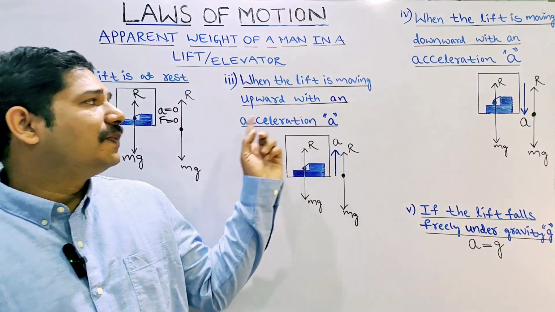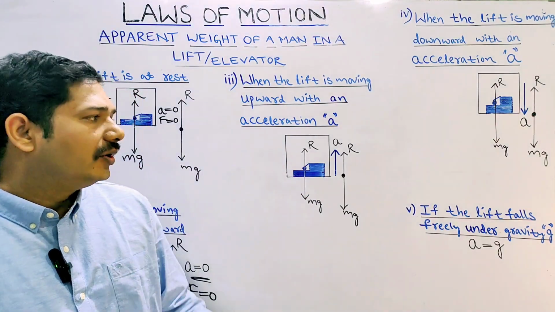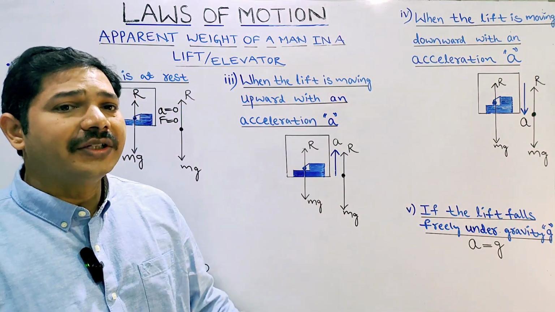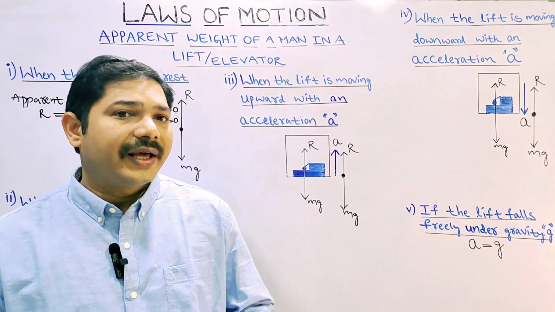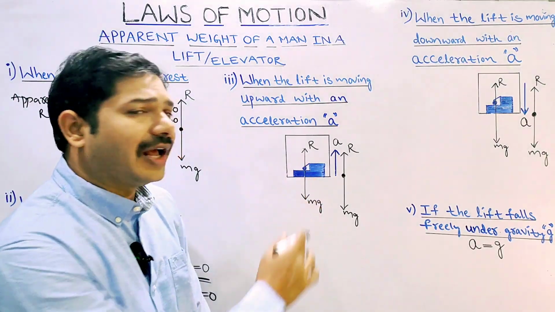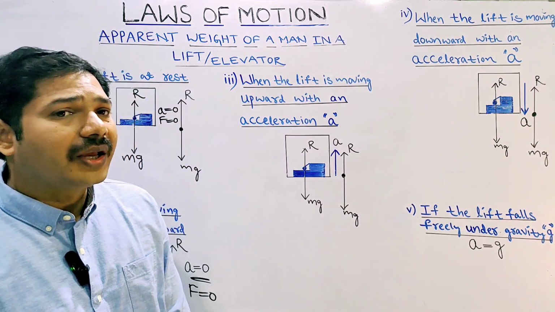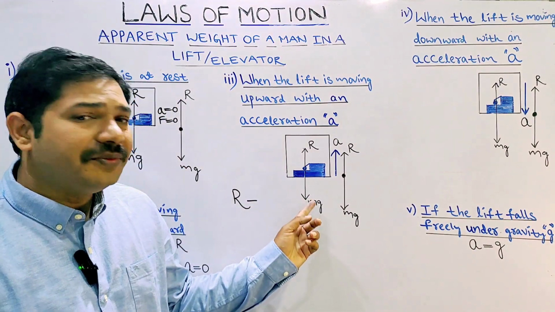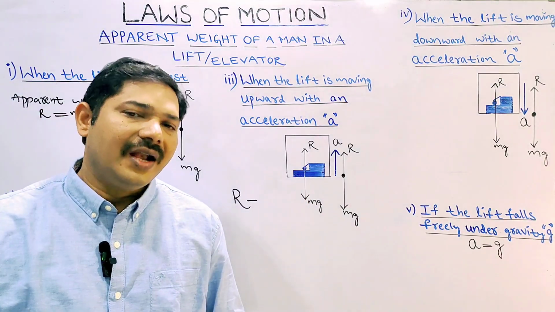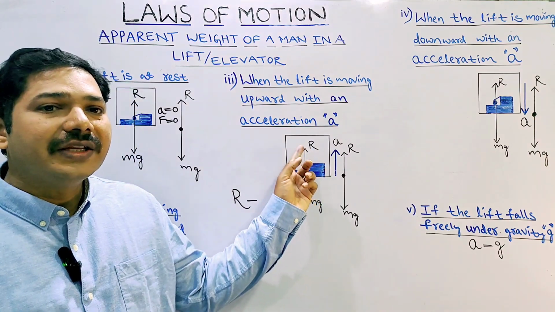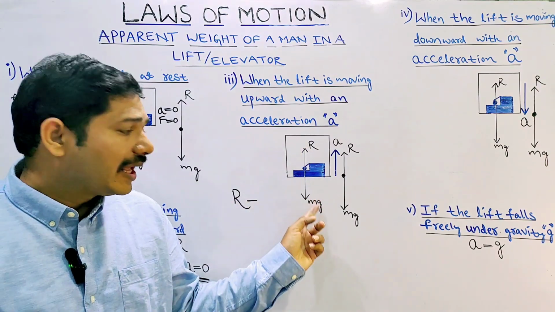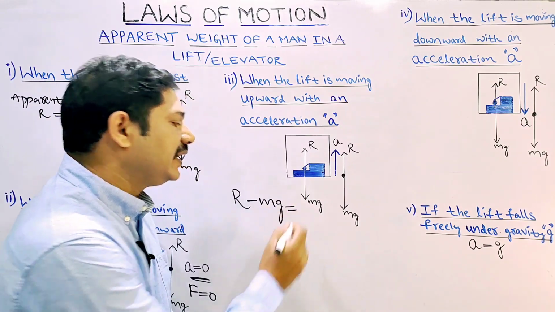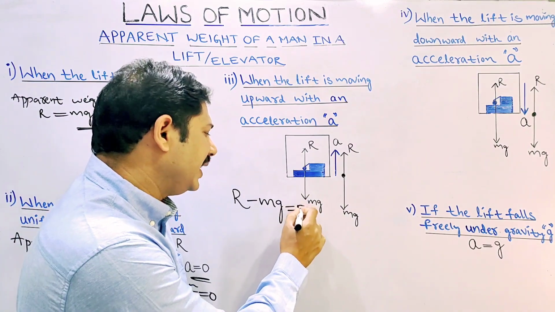When the lift is moving upward with an acceleration a, the motion is in the upward direction, so I take upward as positive. Here mg is in the downward direction but the lift is moving upward, so I take R minus mg, which is equal to the resultant force.